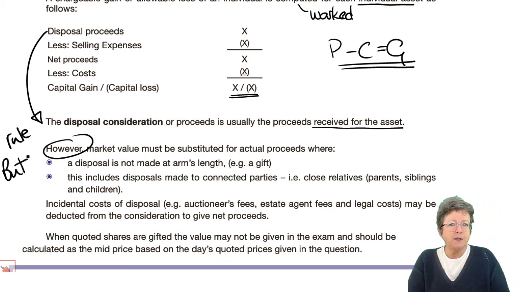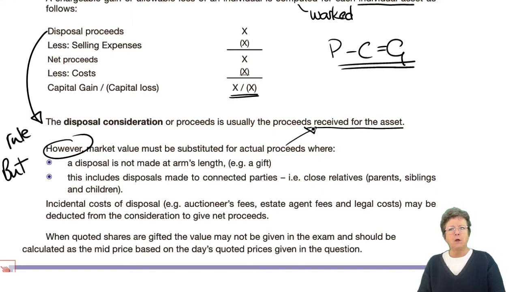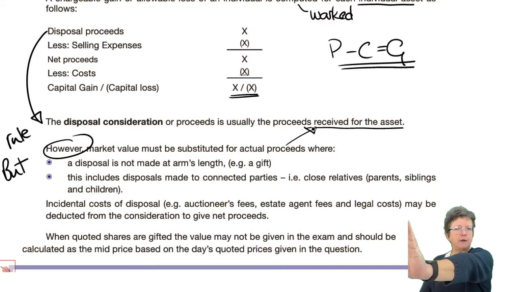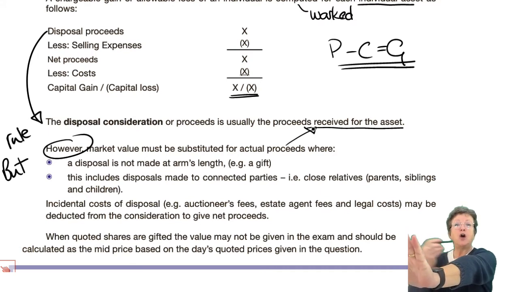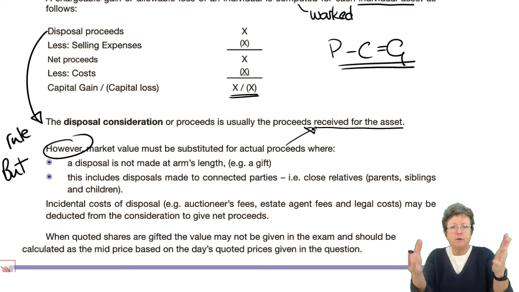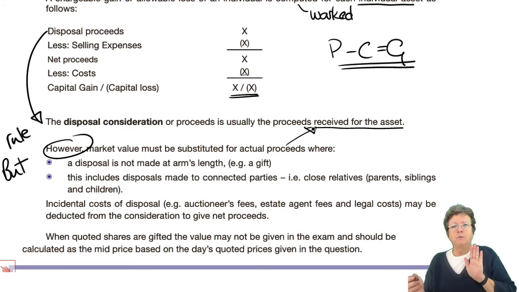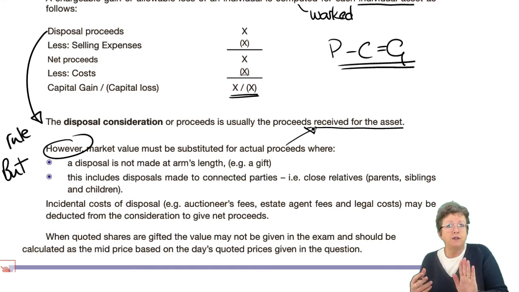Market value must be substituted for what you actually got for it, where it's a disposal not at arm's length, i.e. it's a gift. So, arm's length, excuse my hand. Now, if I don't know you, that is how far you are allowed to come to me, arm's length away. Because if I then sell you something, I have no connection with you, I will sell it to you at the proceeds and you will pay what it's worth. However, there are times when it says not at arm's length, that means I've allowed you in. That means I know you, which means I may be connected to you some way in family, relatives, spouse, that sort of thing.